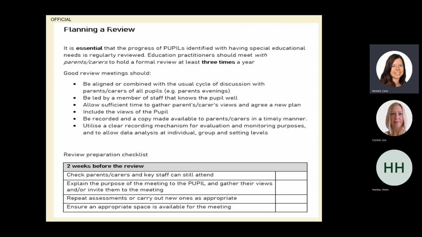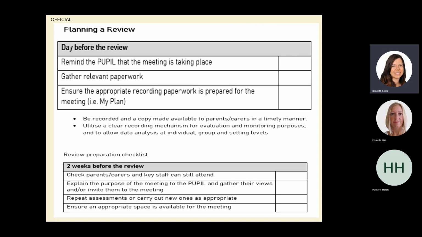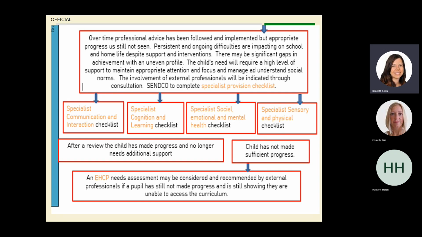So again, 2 weeks before the review, the school is meant to check the parents, carers can still attend, explain the purpose of the meeting to the pupil and gather their views, repeat assessments or carry out new ones, and ensure an appropriate space is available for the meeting. And then the day before the review, remind the pupil that the meeting has taken place, gather the paperwork and ensure the appropriate recording paperwork is prepared for the meeting. And you should have had all of the paperwork before the meeting as well, so you know exactly what you're going to be discussing when you go into that review meeting.